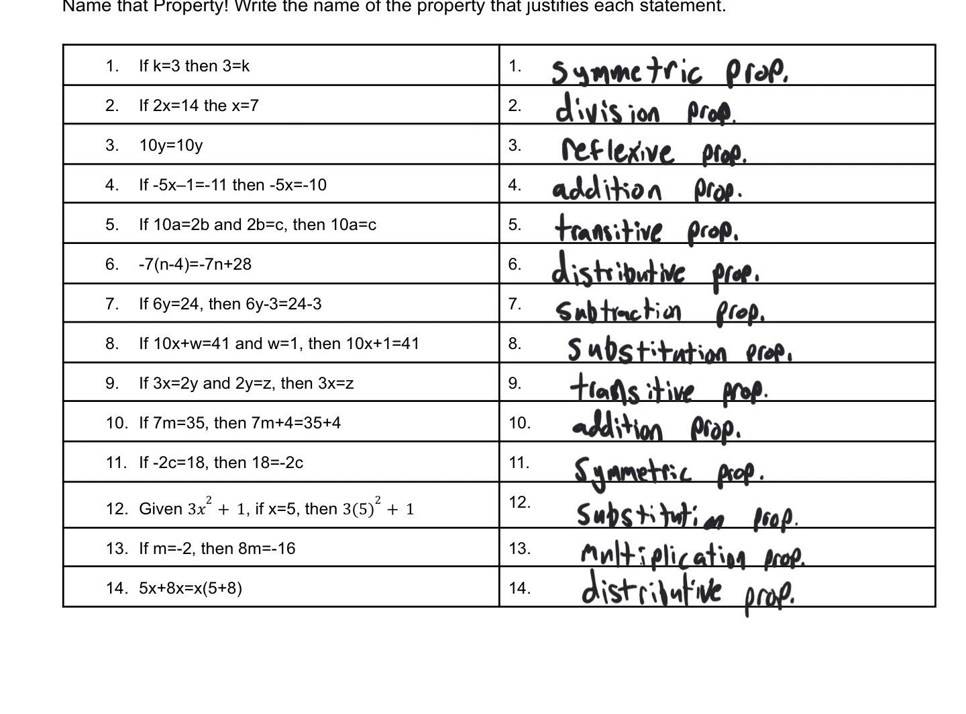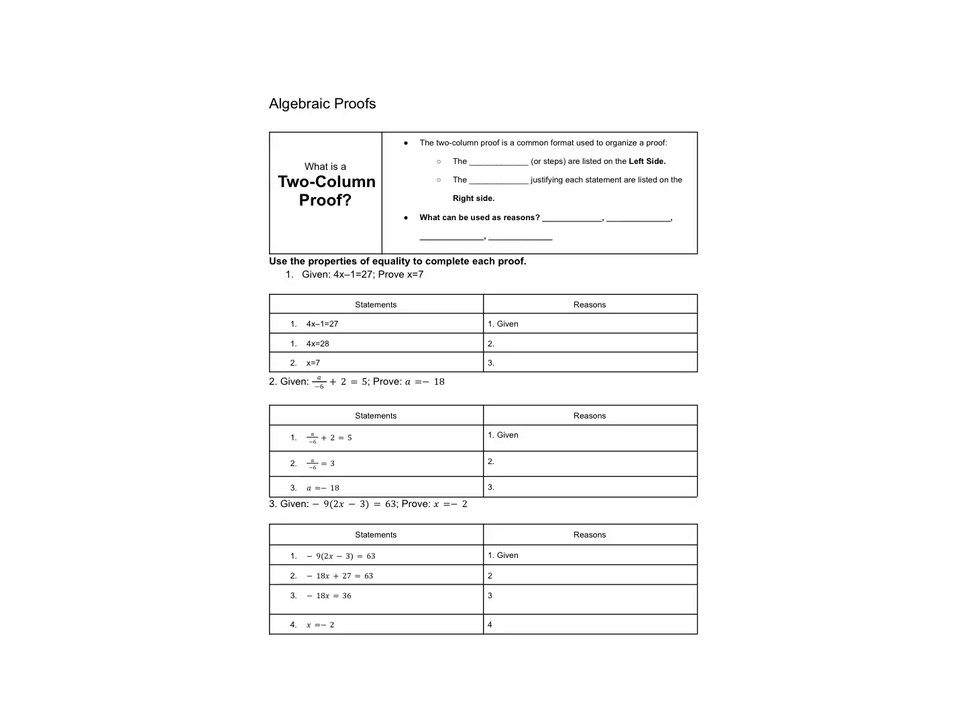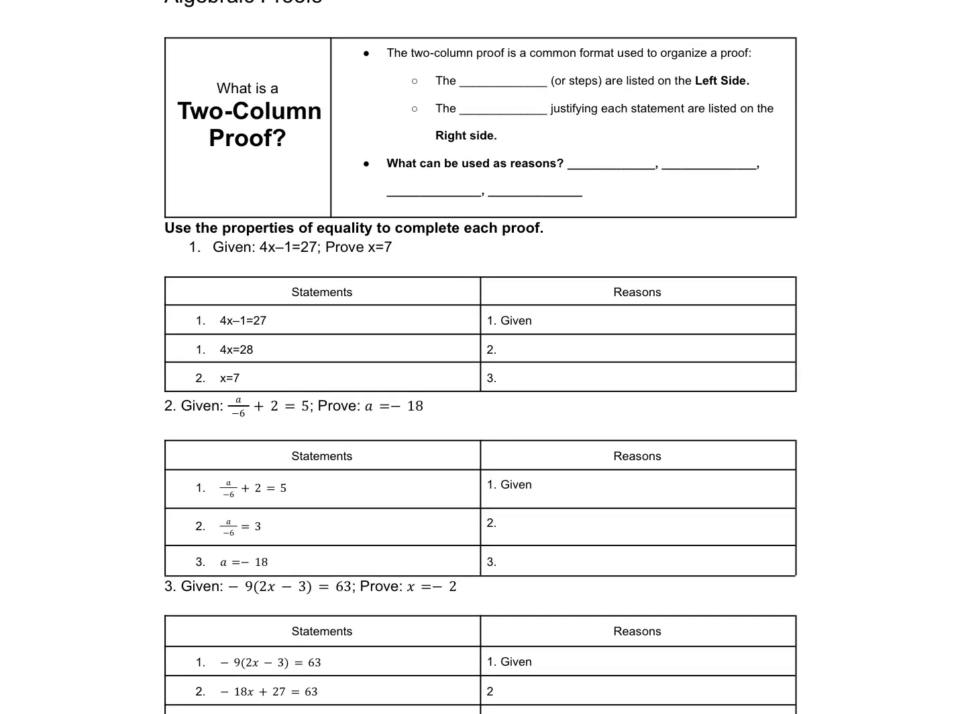All right, so all of that hopefully is a review. You've learned all this before. Today our focus is going to be on writing a two-column proof. A two-column proof is a common format used to organize a proof. There's other ways to do it. We're going to focus in this class on a two-column proof.